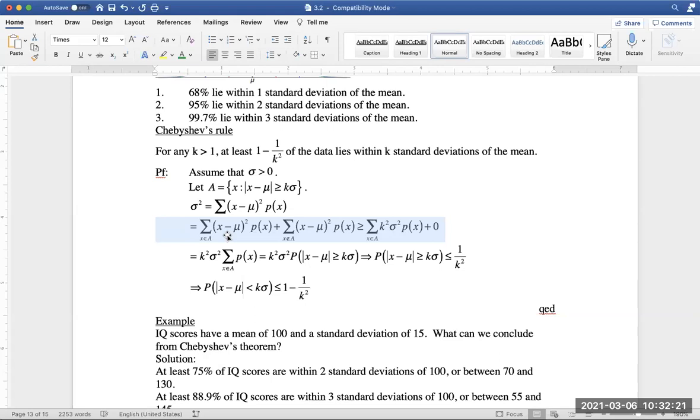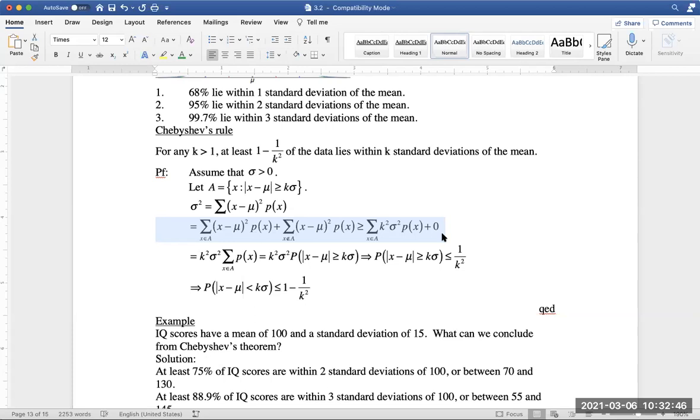Since P of x is greater than or equal to 0, and (x minus mu) quantity squared is greater than or equal to 0, then the sum over x not in A of (x minus mu) squared times P of x is greater than or equal to 0. Therefore, I can get rid of it. So this is greater than or equal to 0.